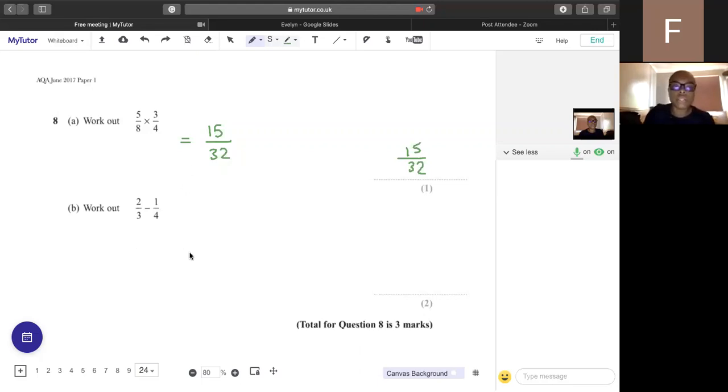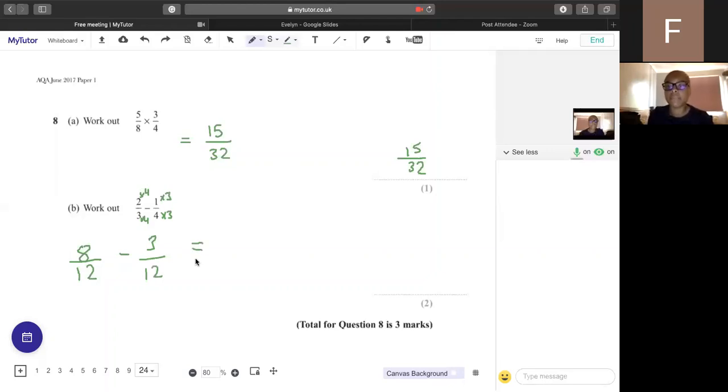So I'm going to multiply my 2 over 3 by 4s. So multiply my 3 by 4, and then I have to multiply my numerator by 4 as well. So I've got 8 over 12. And then I'm going to multiply my quarter by 3s as well. So my denominator by 3 and my numerator by 3. So 1 times 3 is 3, 4 times 3 is 12. So now I've got 8 over 12 minus 3 over 12.